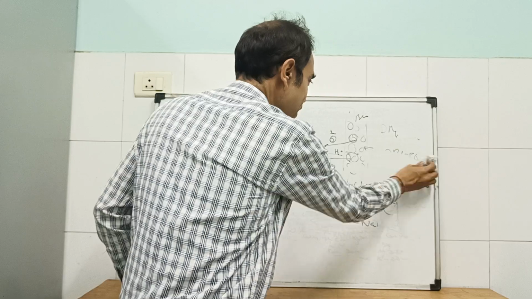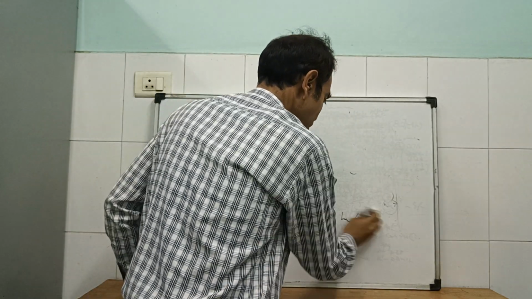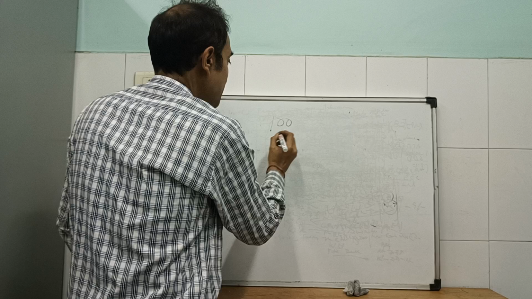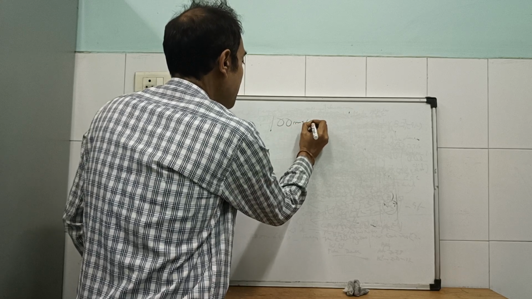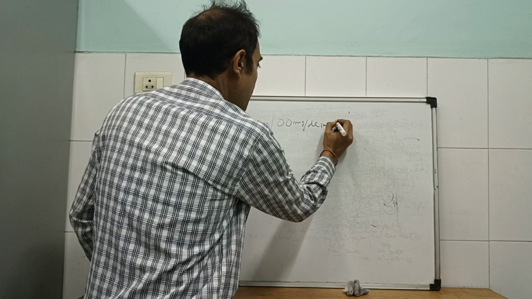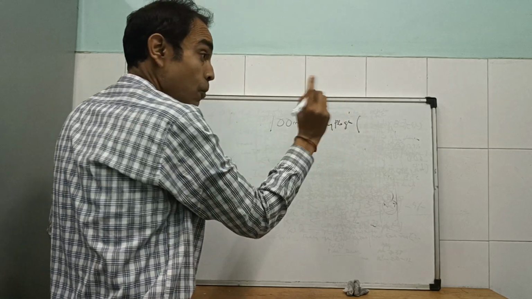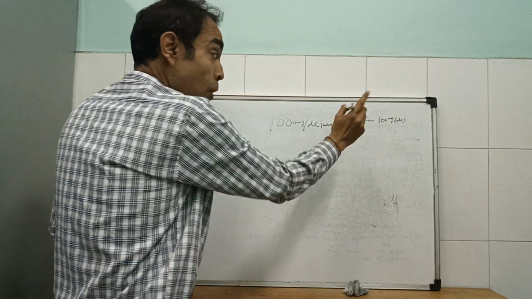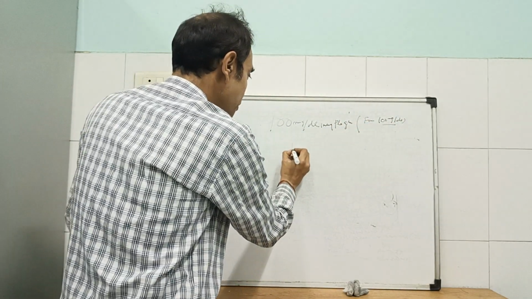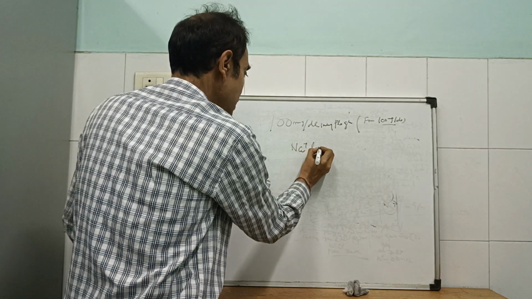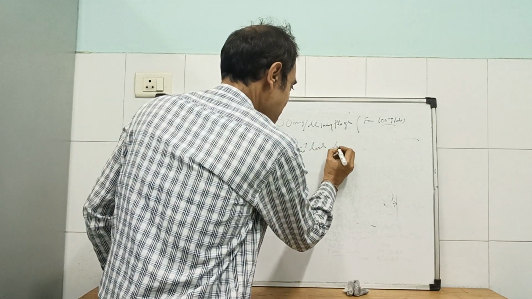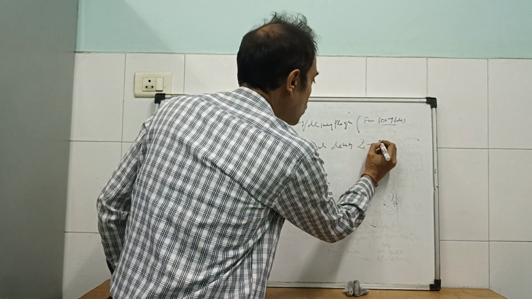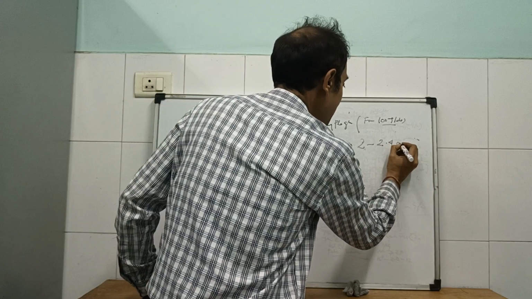So it has been found that for every 100 milligram per deciliter increase of plasma glucose from normal, suppose blood glucose of 100, the sodium level decreases by, some books say, 2 to 2.4 milliequivalent per liter.